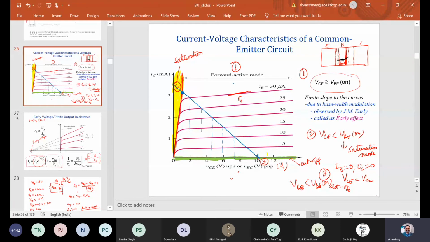Is that clear, Amandeep, if you are there? Yes, sir. Right. So any other questions you have? What is the significance that they are meeting at the same point, that is known as VA voltage?